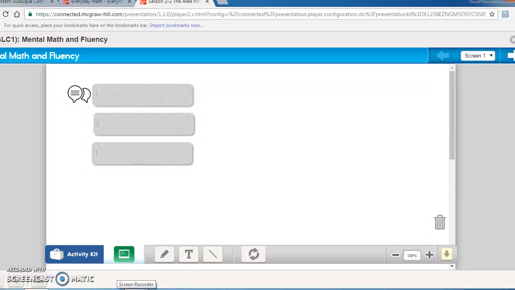Lesson 2-2, the area formula for rectangles. You're going to find the area and perimeter of rectangles in this lesson. You're going to connect multiplication equations to find the number of square units within a rectangle. You're going to develop a formula for the area of a rectangle, and hopefully by now you've played the game Rugs and Fences to practice finding the perimeters and the areas of rectangles.